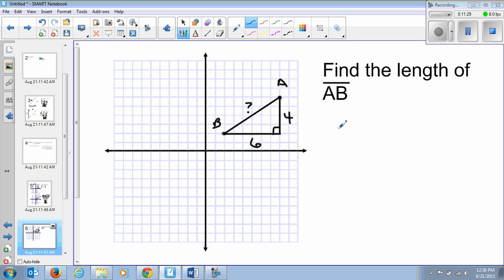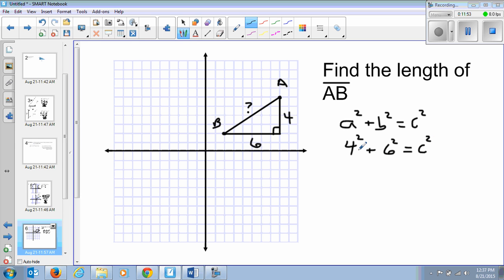Here comes the Pythagorean theorem. A squared plus B squared equals C squared. A is going to be my shortest side, 4, plus B, which is my medium side, 6 squared. And then the hypotenuse is always your longest side, the one that's across from the right angle, so C squared is going to just stay C squared, because I don't know it yet.